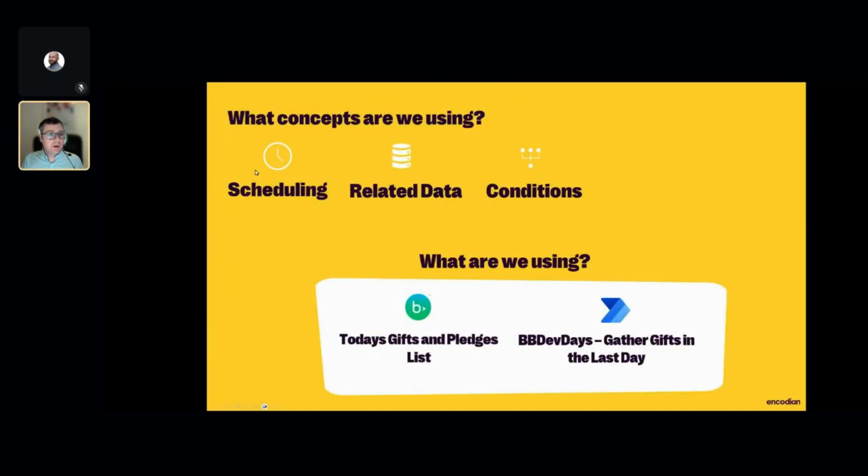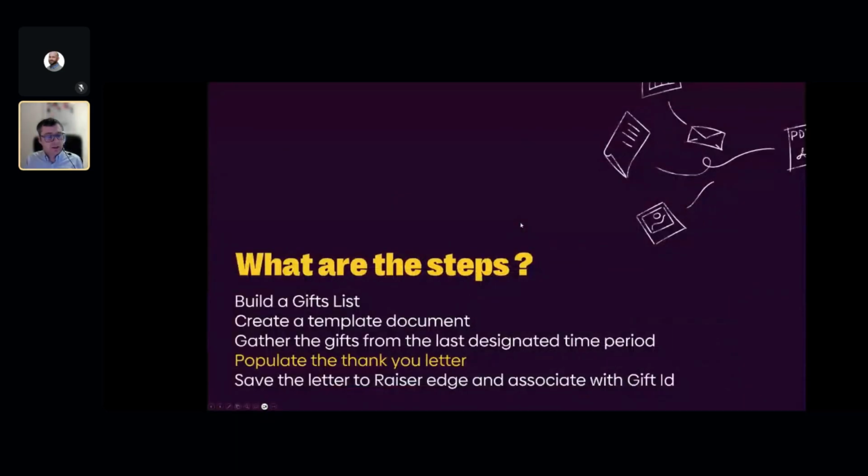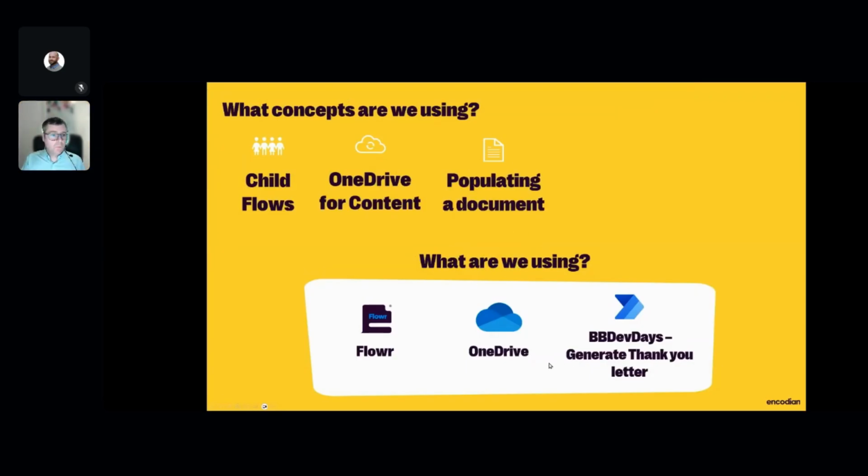So we've now done this part, we've scheduled it, we've got our related data, and we've been through the conditions. So now we actually want to go and populate that letter. What we're going to do this time is a child flow, we know that. We're going to use our OneDrive, because that's where our template is, and we're going to populate a document based on it.